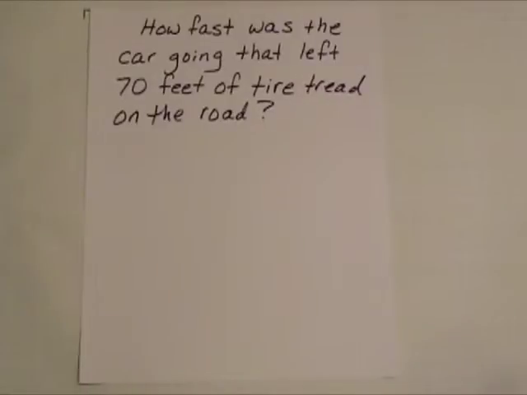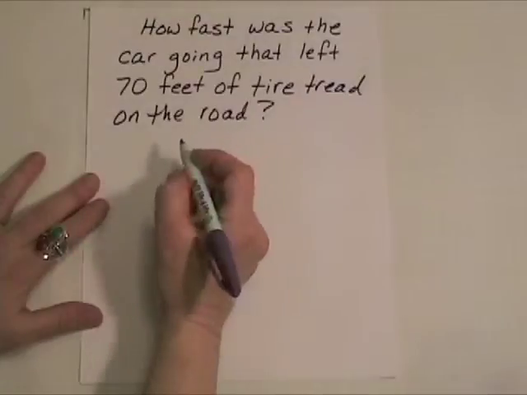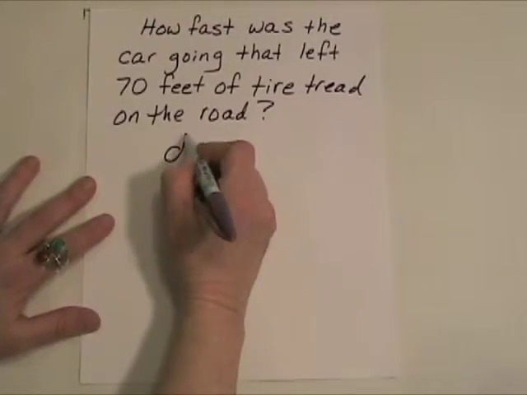...was the car going that left 70 feet of tire tread on the road from the time the brakes were applied to the moment of impact. We have 70 feet of tire tread. Now, the police have a little quadratic formula that goes something like this.